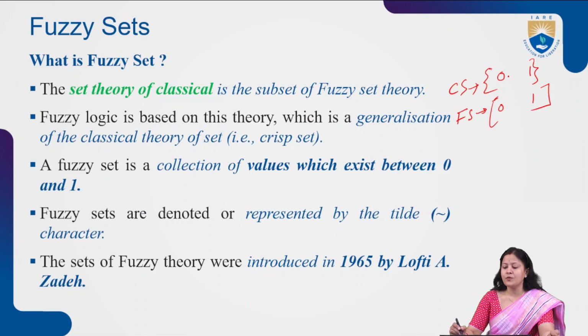So curly braces mean exactly 0 or 1: absolute false, absolute true. Whereas square brackets mean the values range between 0 and 1. So maybe 0, 0.1, 0.2, up to 0.9, then 1.